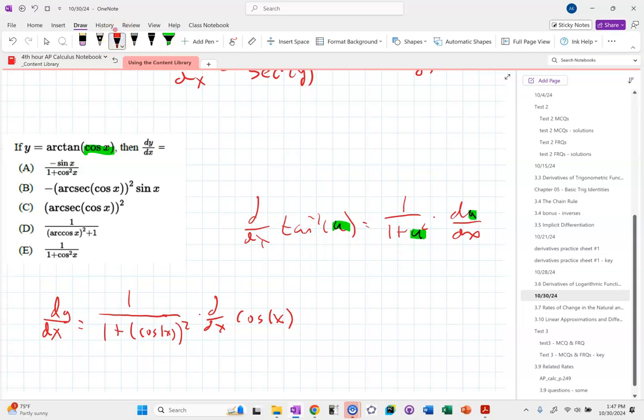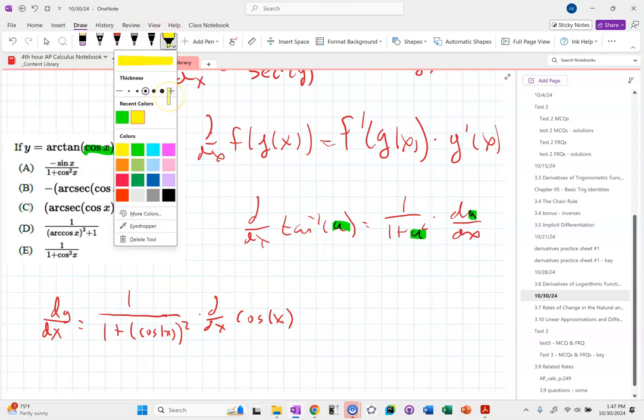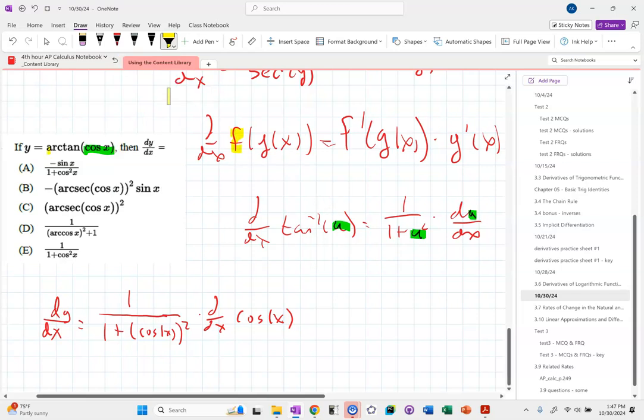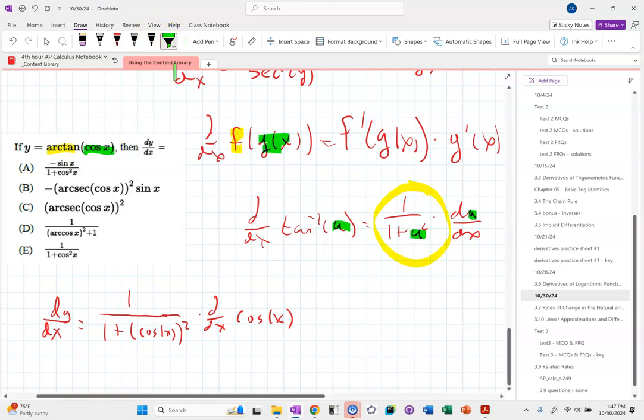So, yeah, again, remember the chain rule is the derivative of the outside with the inside plugged in times the derivative of the inside. So my outside here is the arctan, so I have the derivative of that, and then my inner is the cosine, so that's what got plugged in. Do you see it now?